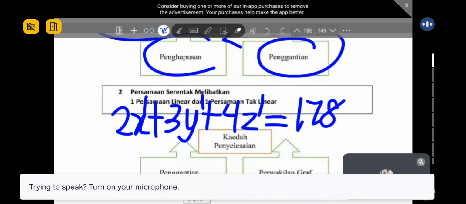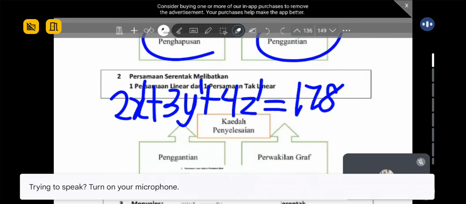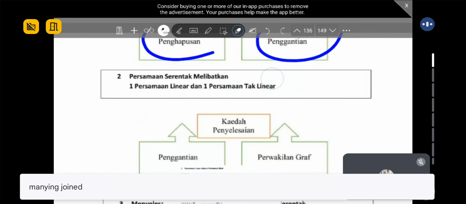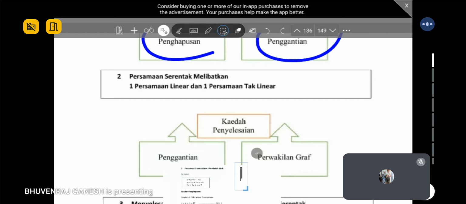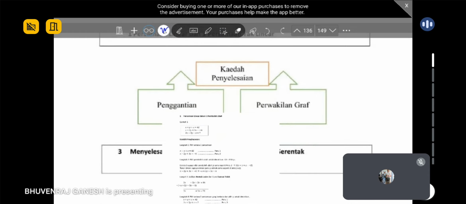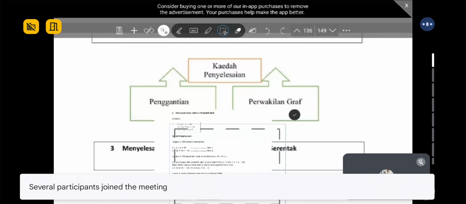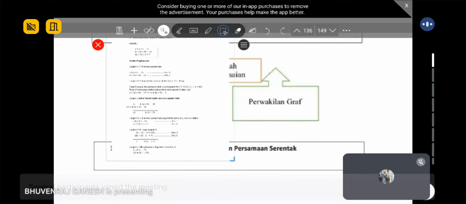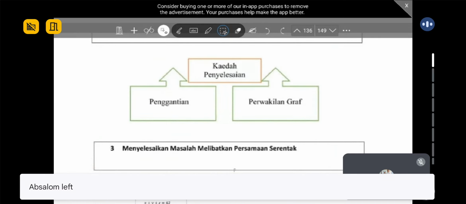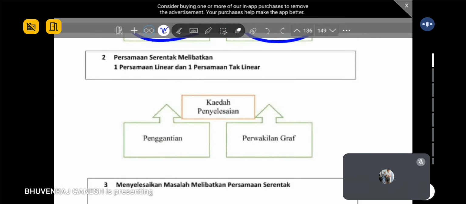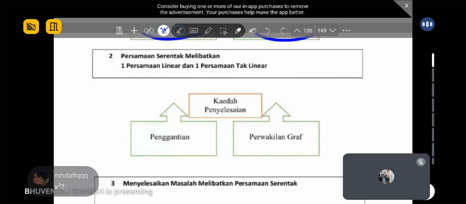Alright, so we go to the next part guys. The second part in this chapter, you will learn one linear equation and one non-linear equation. You must know how to solve the linear and also non-linear equation. Can you all give me an example of a non-linear equation? Anyone? Give me an example.